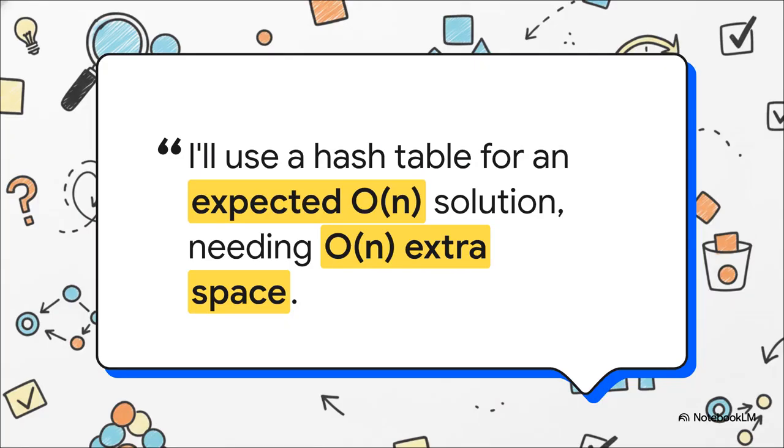And here it is, the money quote. If you want to sound like a pro when you present your two-sum solution, say something almost exactly like this. It's clear, it's confident, and it shows in one sentence that you've already thought about time, space, and the assumptions you're making. It's just perfect.